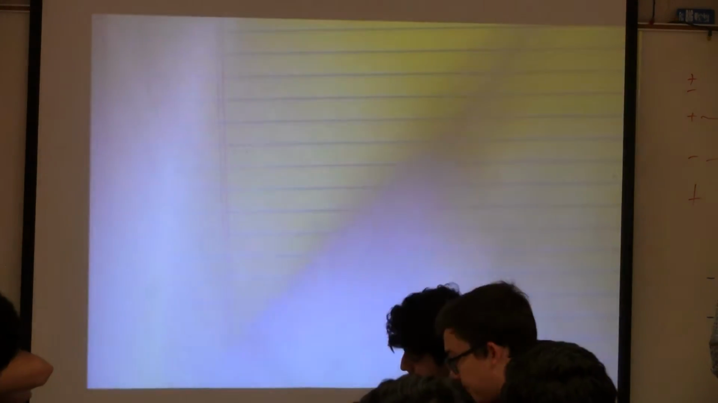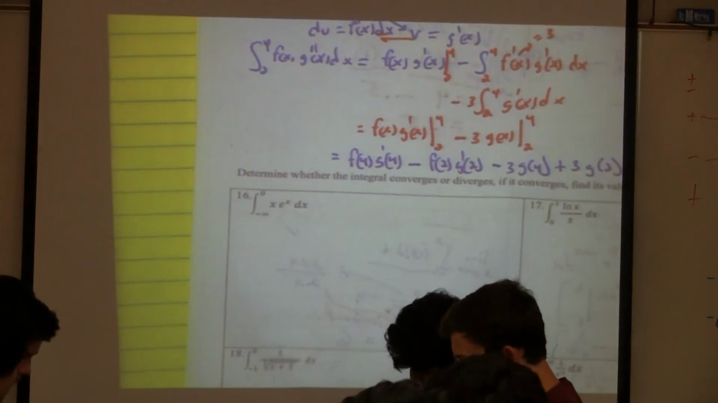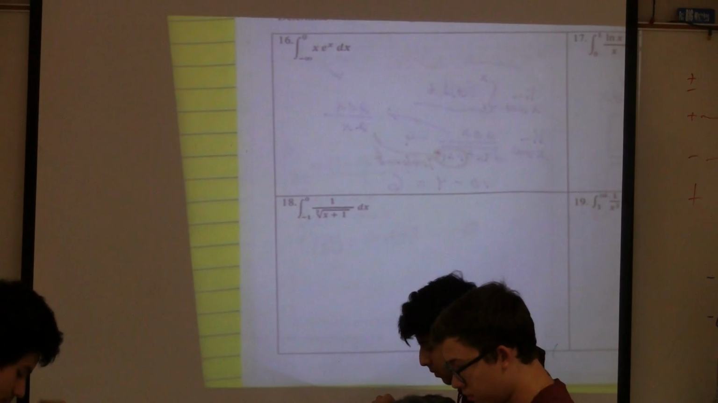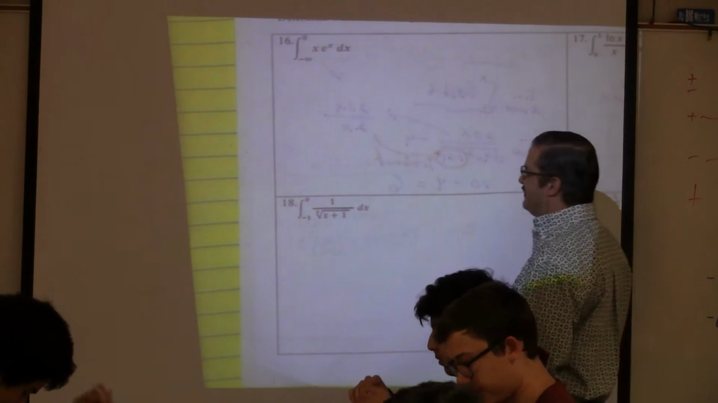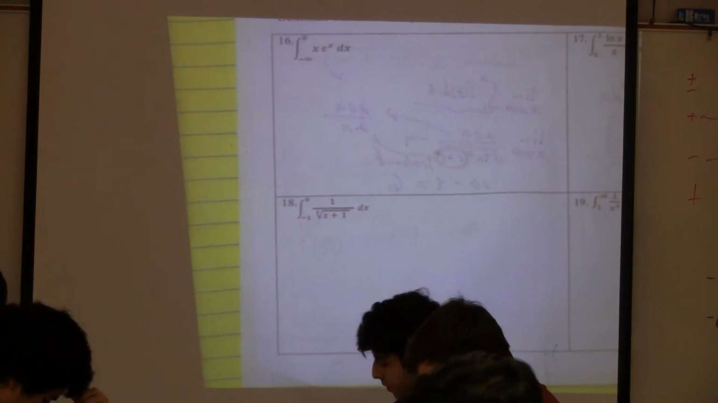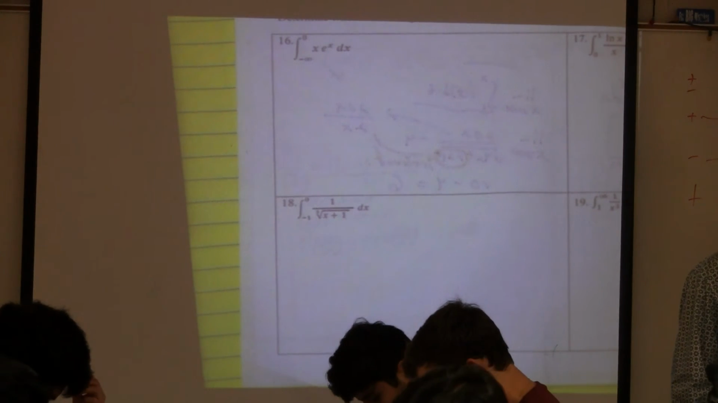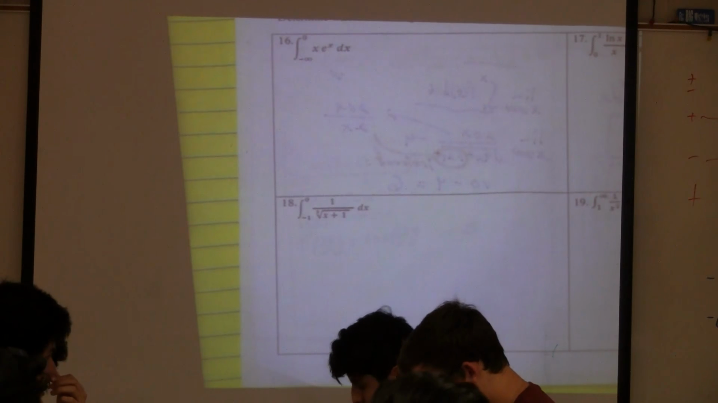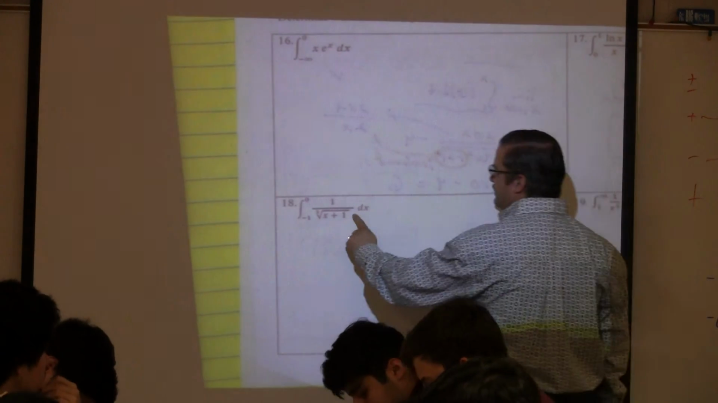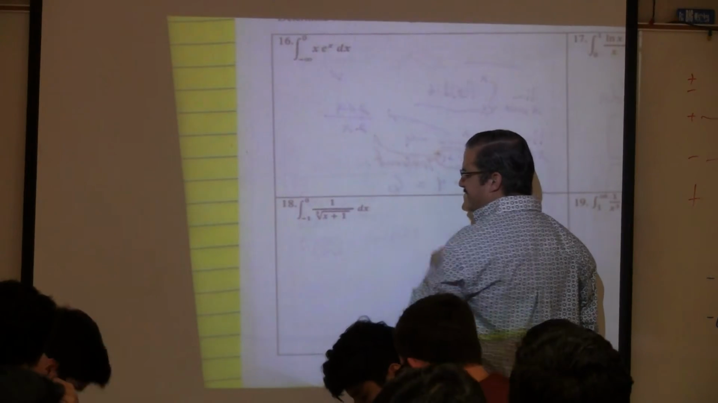Let's do 18. So what's the problem on 18? It looks like a regular, normal definite integral, but appearances can be deceiving. It has an infinite discontinuity at negative 1. Infinite discontinuity means vertical asymptote, and it happens at negative 1, right?